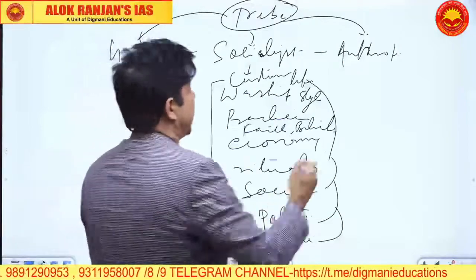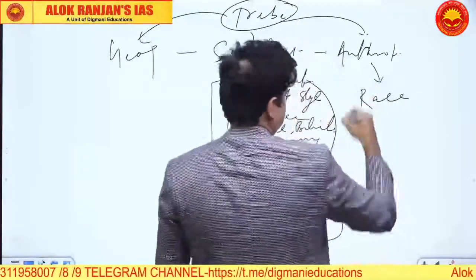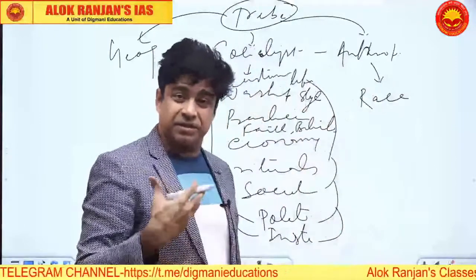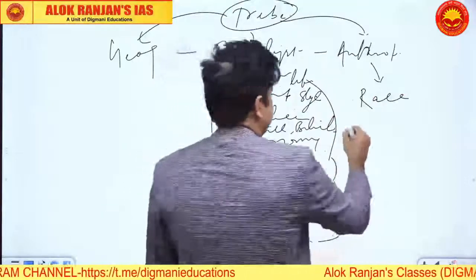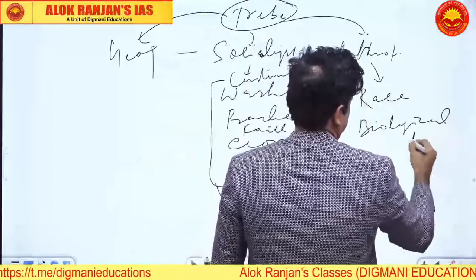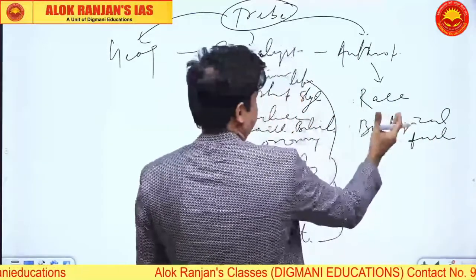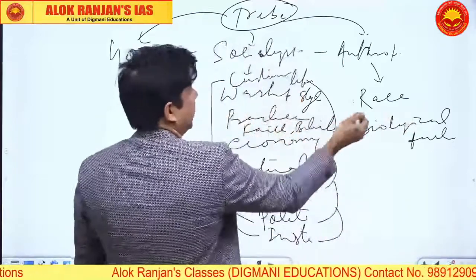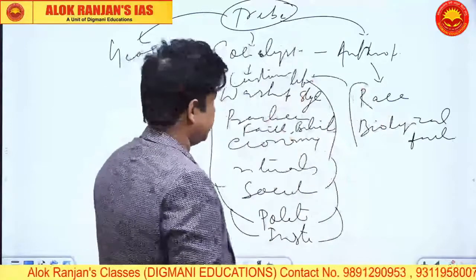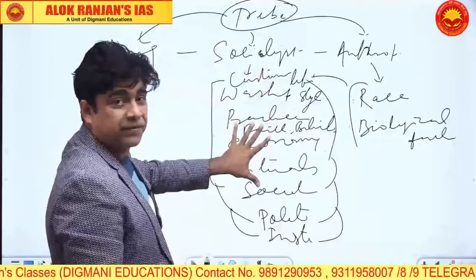Now, the anthropologist, he will straightway go into the race. Whether it is Proto-Australoid or Mongoloid race, he will study the race. Then he will study the biological features. Look, he has become different. Now some sociologists will also try to incorporate some facts of race, etc. They try to do it, but their focal area will be all these key points.